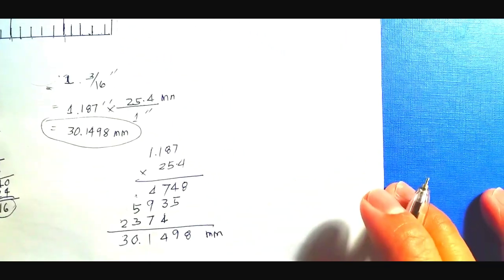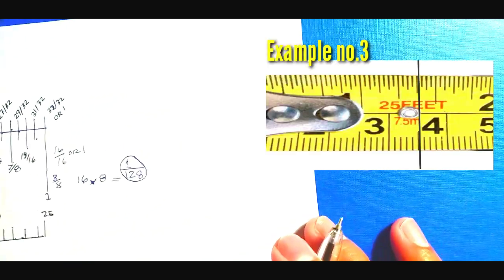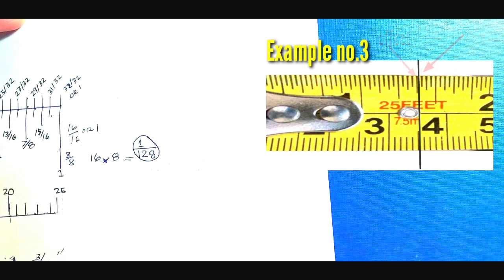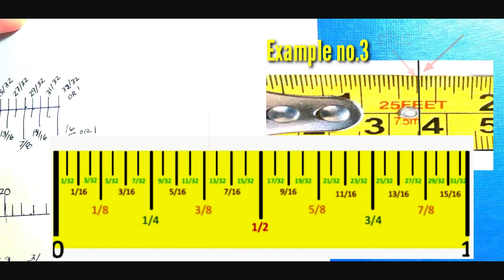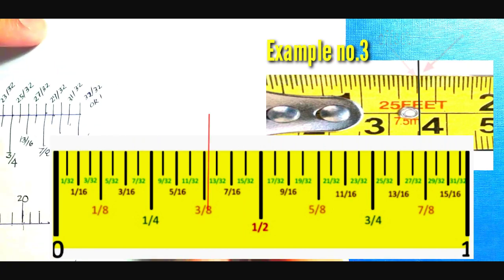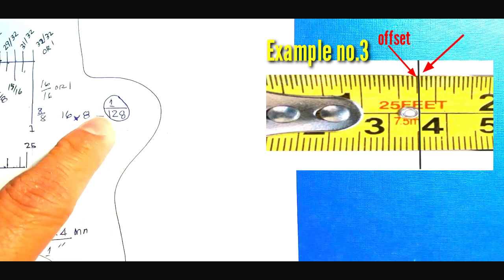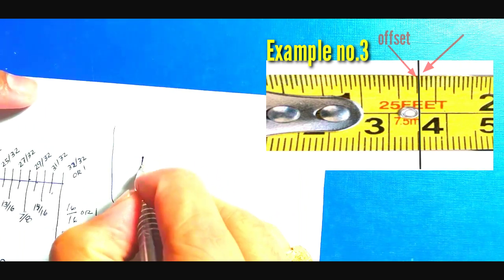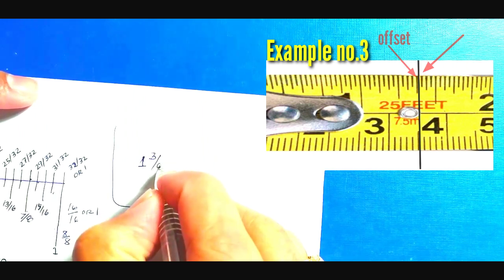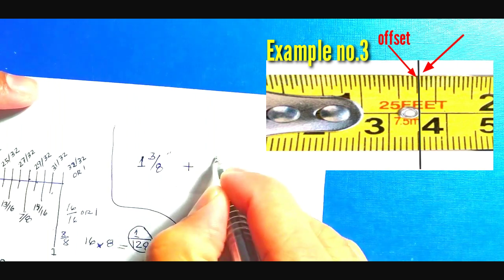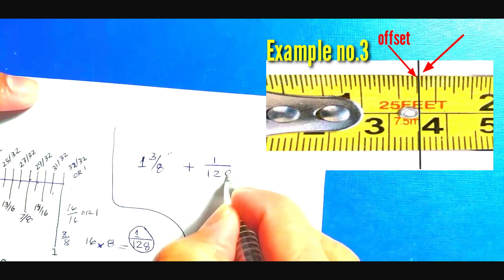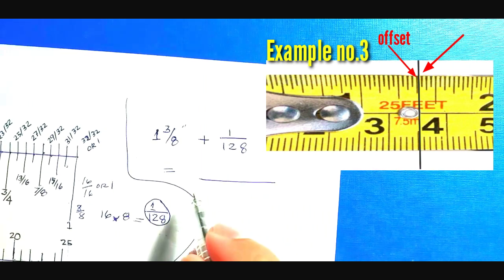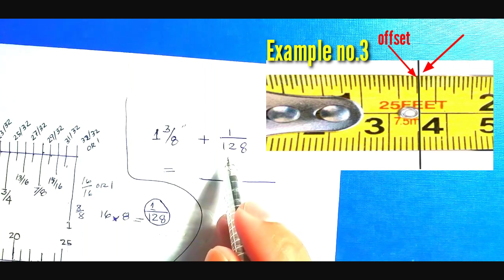Now we proceed to the third example. The line on the picture is almost between 3/8 and 13/32. So now it's time to use fractions. Take down here, the reading is 1 3/8 inches plus 1/128. So to calculate, just find the least common denominator. So the LCD is 128.